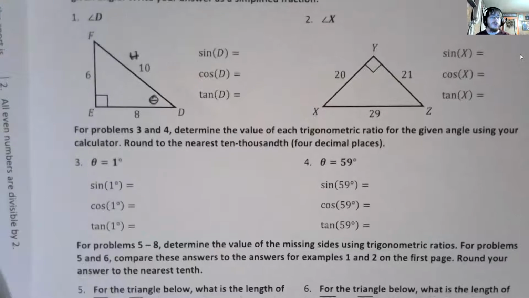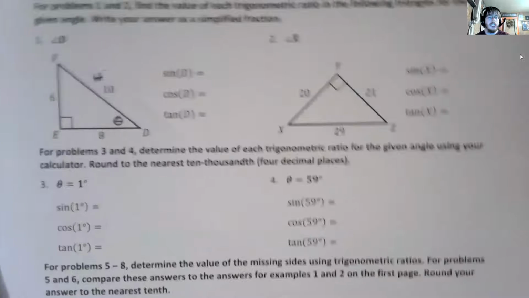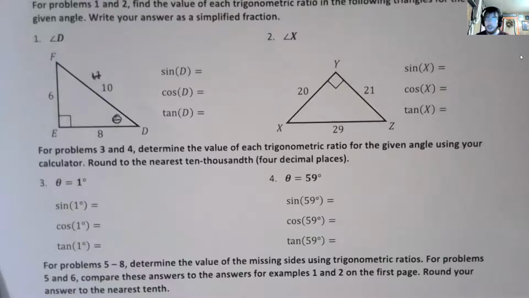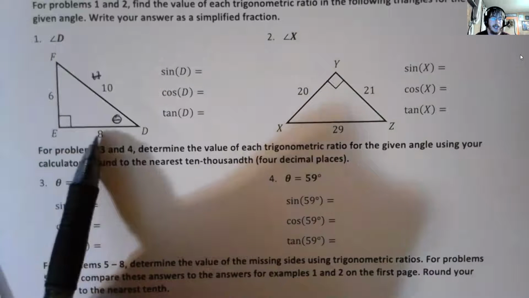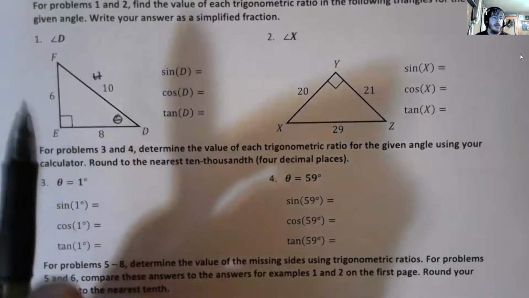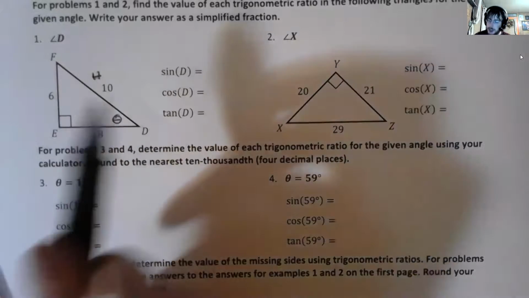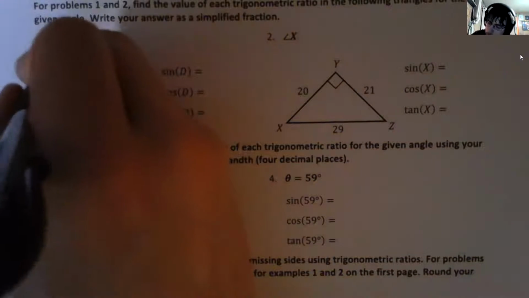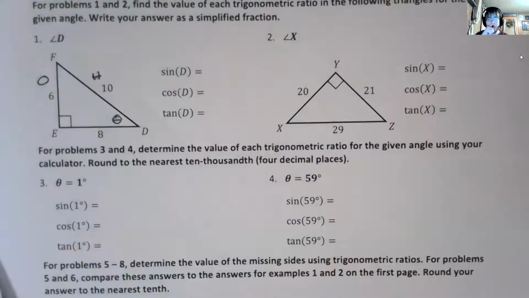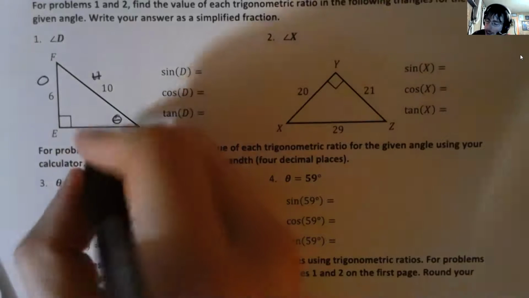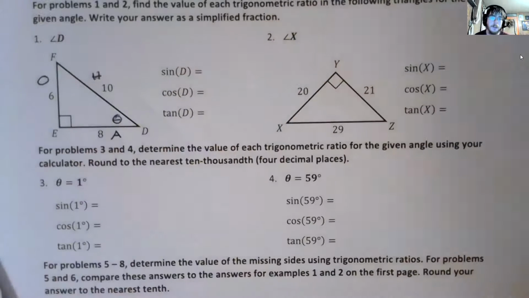Then we're going to label our opposite side. Our opposite side is the one that does not touch theta. So which one does not touch theta? Is it 6 or is it 8? And the answer is it is 6. So we would put an O on 6 for opposite, and our 8 is A for adjacent.